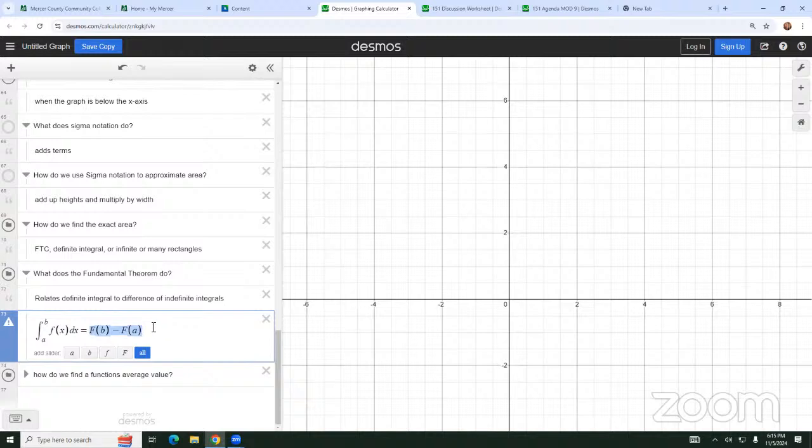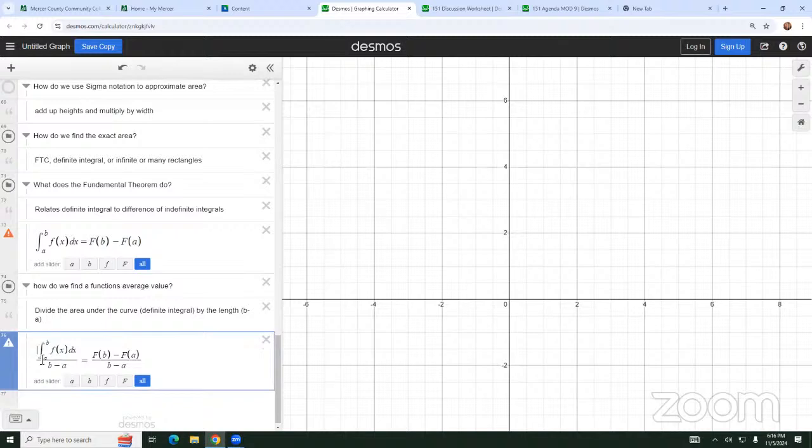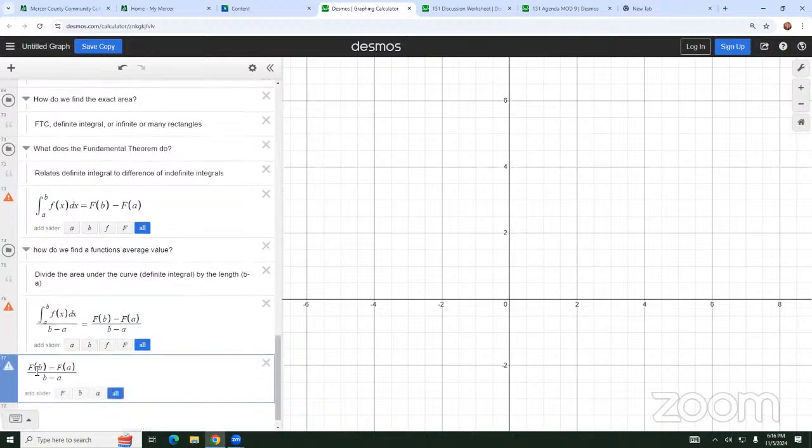Okay. And the last one is how to find the average value. We just take the area under the curve. So this is an interesting thing. We take the area and divide it by the length. But look what happens when I use the fundamental theorem of calculus. See how I use those capital F's? Look at the way this looks if I replace that integral with the capital F's. What does that look like to you? What does capital F of B minus capital F of A divided by B minus A look like? Doesn't it look a lot like, I don't know, maybe this thing? The little f?